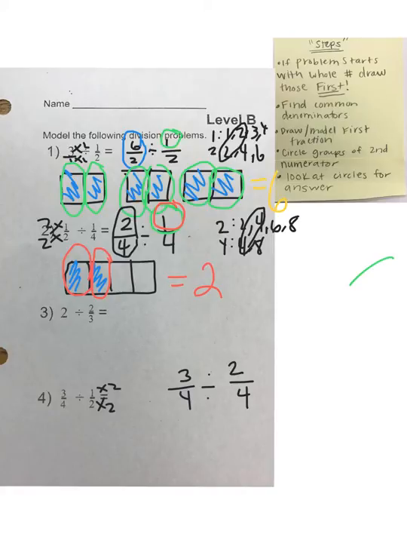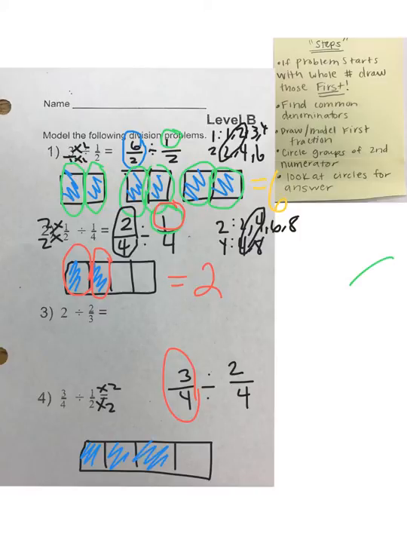After we find common denominators, we are going to draw or model our first fraction. So our first fraction here is 3/4. So draw a bar. Remember, our denominator tells us how many times to split that up. So we're going to split it into 4. And then our numerator tells us how many boxes to shade, and that is 3. So that is a representation of 3/4.